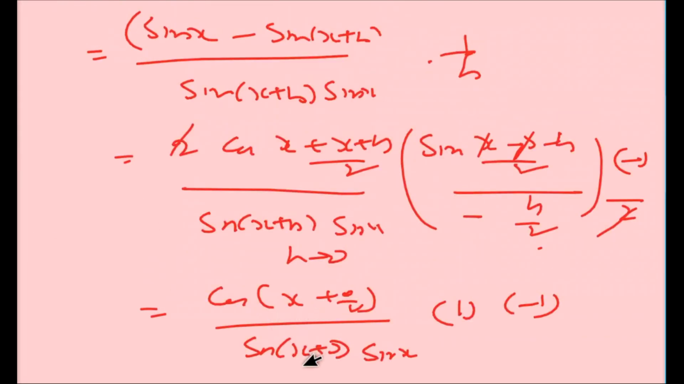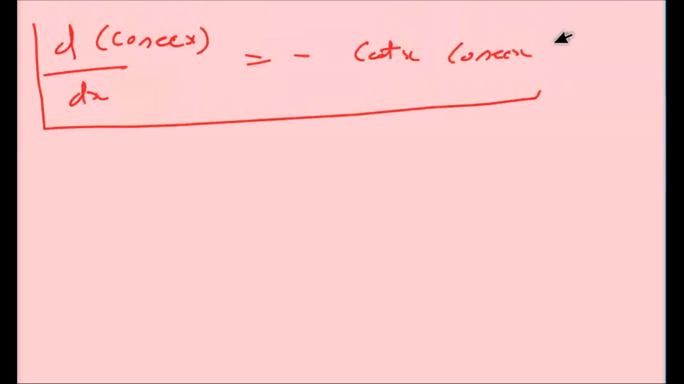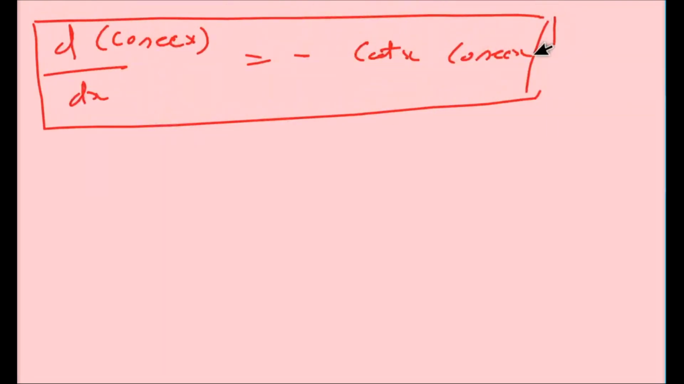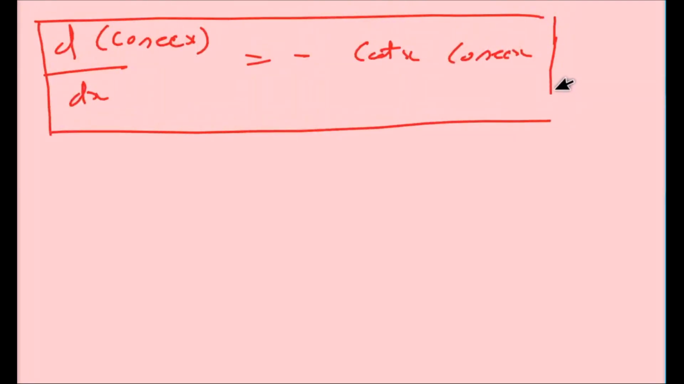This one is cos x upon sin x, cot x, and this one is cosec x. Cot x into cosec x. So the differential of cosec x is also negative. When we take the differential of functions starting with c, then it is negative. This way you can remember that the differentials of cos x, cosec x, cot x are negative. Okay.